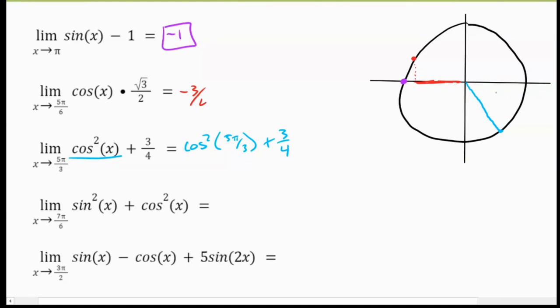So again, I don't know that exactly, but all I can really tell here is that my x value is going to be the short side of the 30, 60, 90, and my y value is going to be the long side. So since I'm looking for cosine, I'm really looking for the short side here, which is going to be 1/2, and it's positive because we're going to the right. And then again, this little 2 here just means I'm going to square whatever that value is. Sorry, that's a plus sign. 1/2 squared is 1/4. 1/4 plus 3/4 is just 1. So my value of this entire limit is just 1.